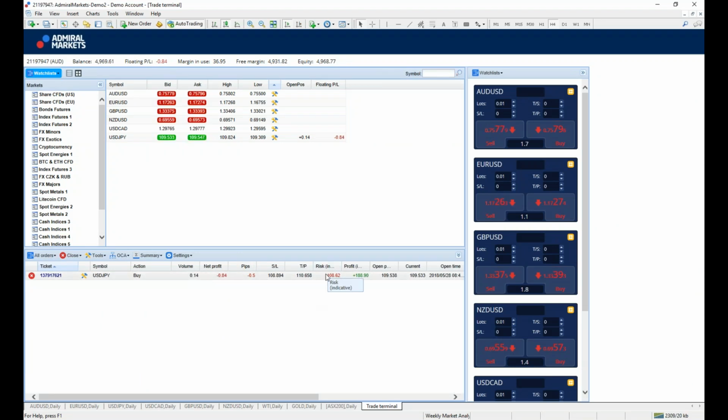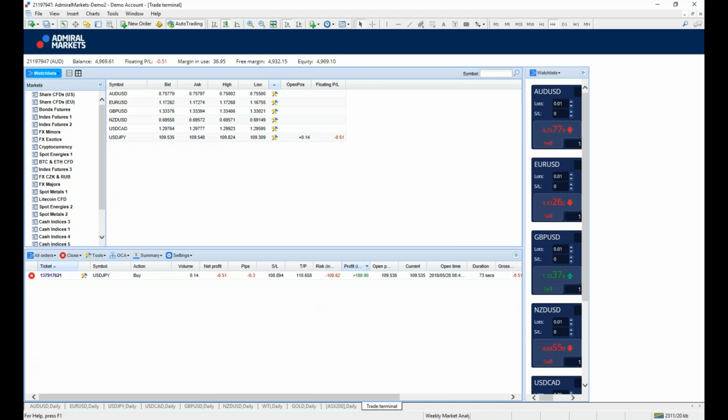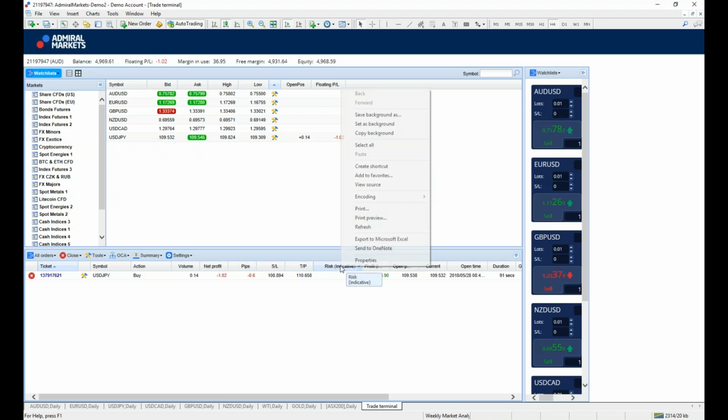And see, there's a column here. Let me just move this a little bit further. There's a column here that says risk, and it says indicative. Okay, see right now it says 108.62. That's because I moved my stop. Okay, now if you cannot see it, what you got to do is right click anywhere on these columns, and there should be one that says columns, and you can add them in.